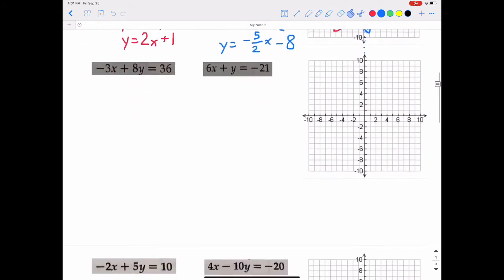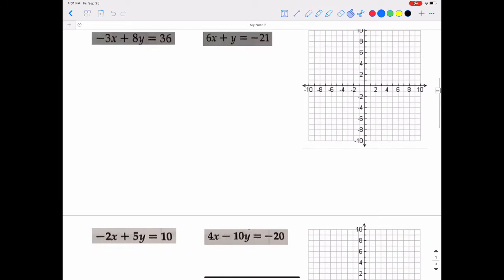Let's try another one. So the next example, we're going to solve both of those for y. So we will add 3x to this one.